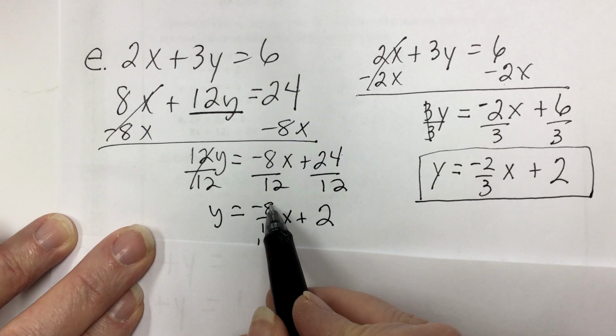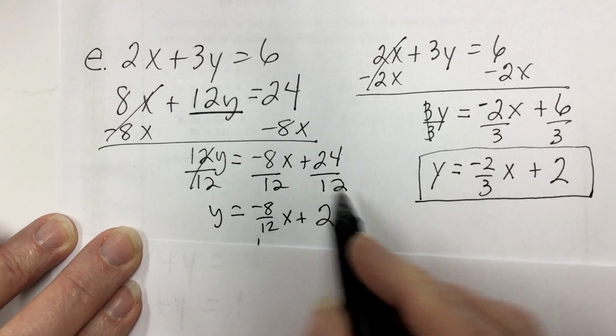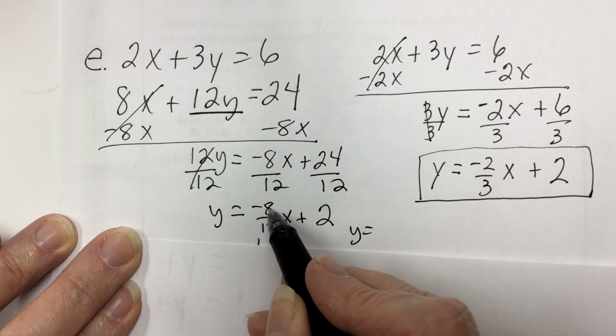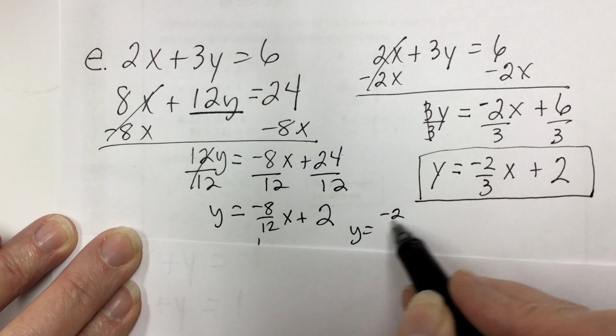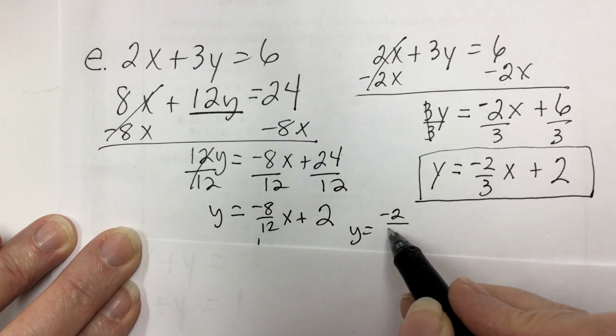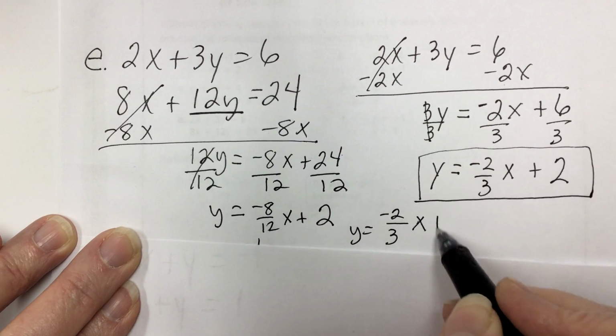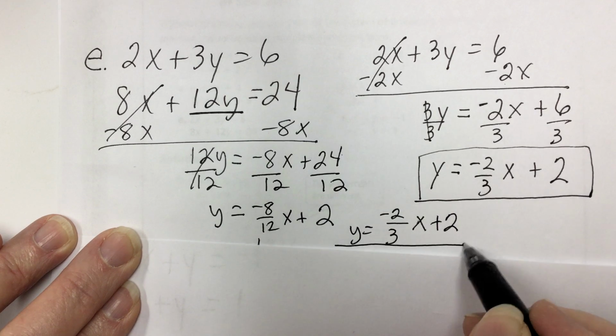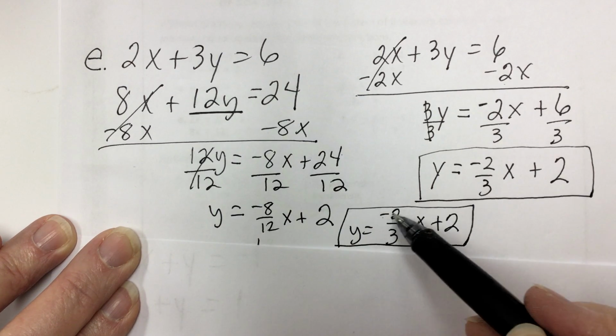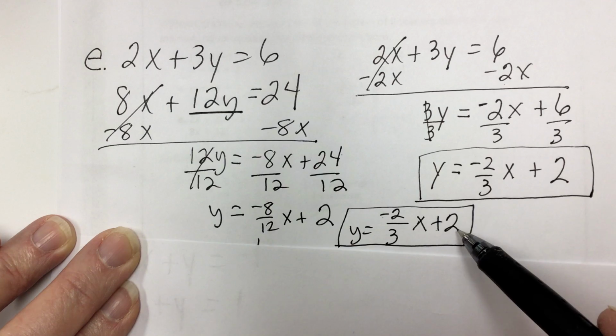Now, I think we can reduce this fraction. I can divide both numerator and denominator by 4. If I did that, 8 divided by 4 gives you 2 on top, 12 divided by 4 gives you 3 on the bottom, x plus 2. So I end up with y equals negative 2/3 x plus 2.